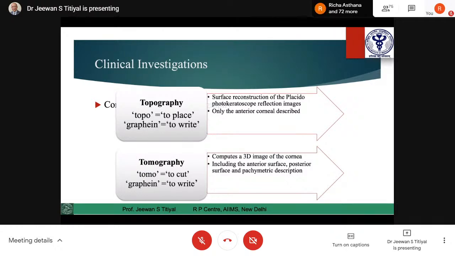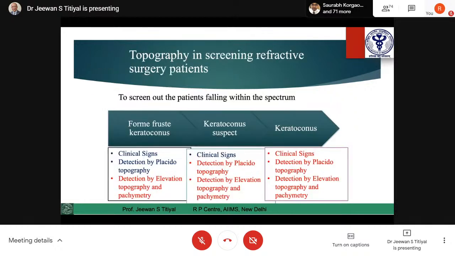But if you are looking for 3D imaging of the cornea, then you require tomography, which will give you a cut section of the cornea from anterior to posterior. Therefore, you can image the entire cornea in a better way. The anterior cornea and posterior cornea are different refractive surfaces, their power is different, and their contribution to refraction will be different. So we need to assess all three dimensions of the cornea for good outcomes.